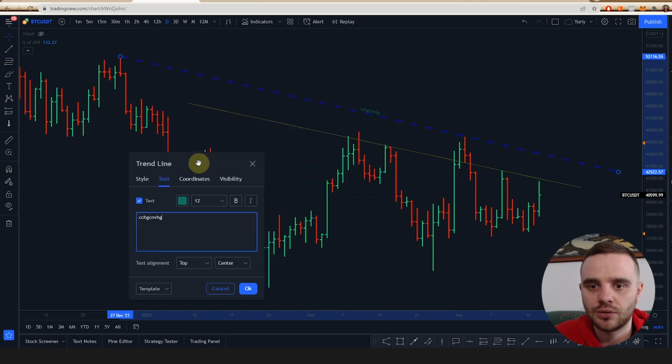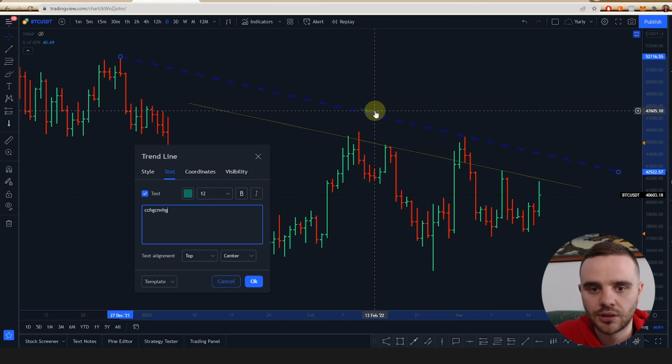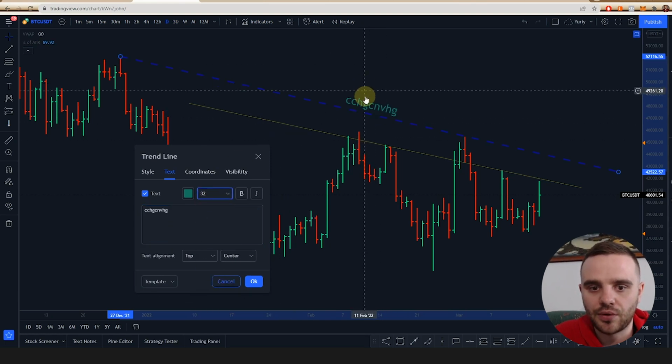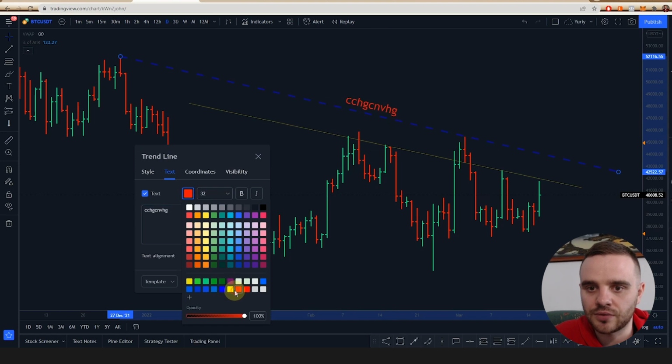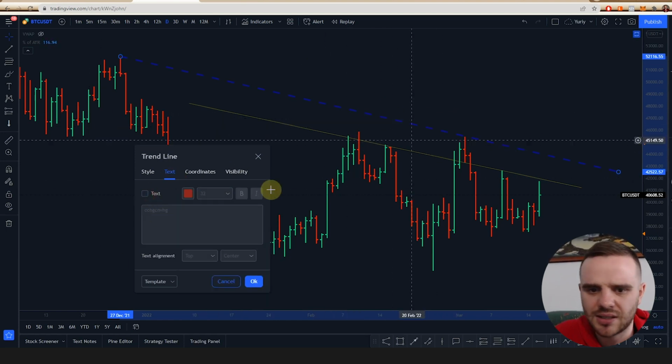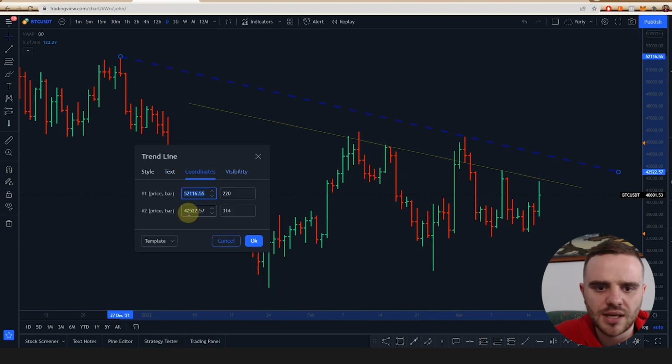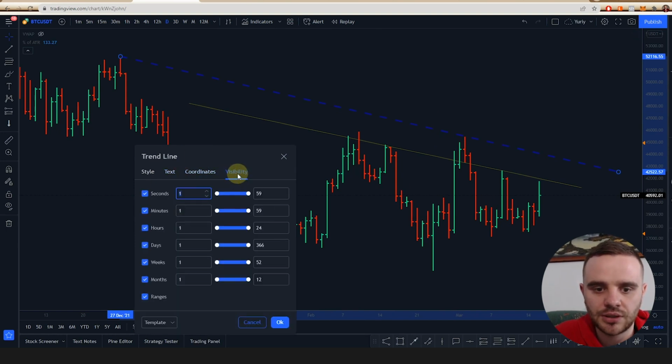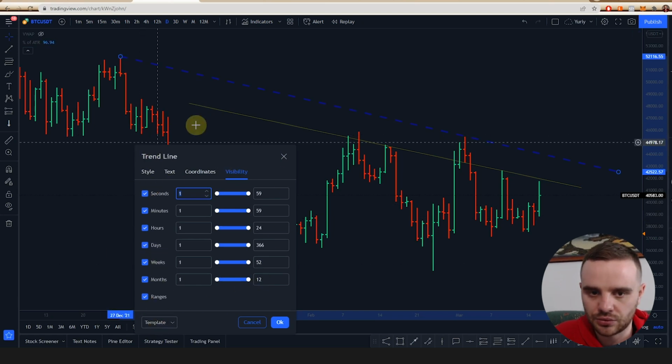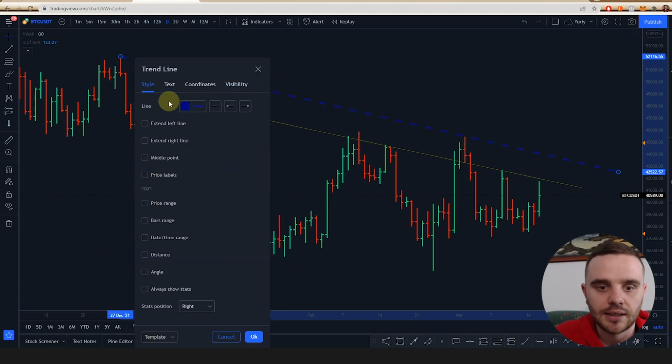Let me show it to you when the text appears. Have a look here, for example, like 32, you can choose the color of this text. You can do whatever you want. Honestly, I personally never add text on it. This stuff, you don't need it, and visibility is on what time frames you can watch it, and I recommend you don't touch trend lines, as I said.